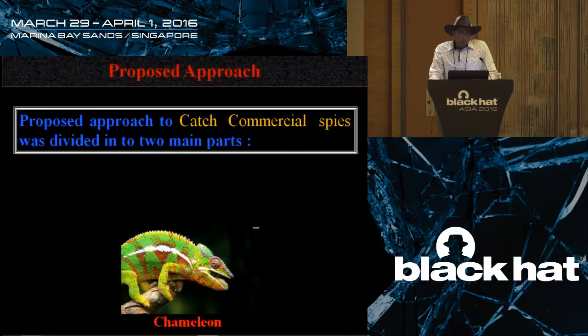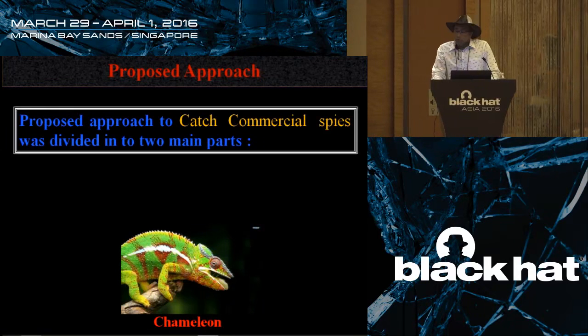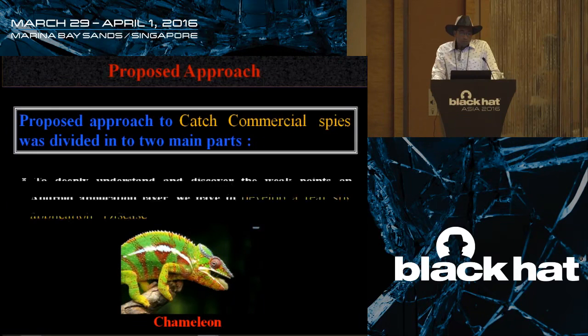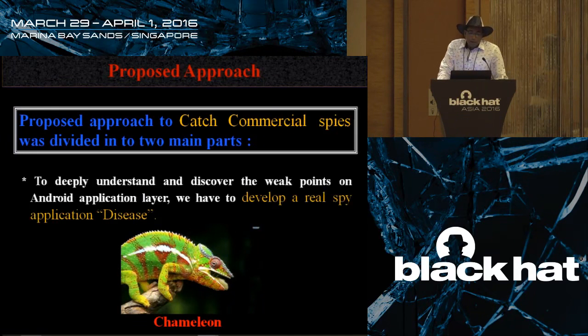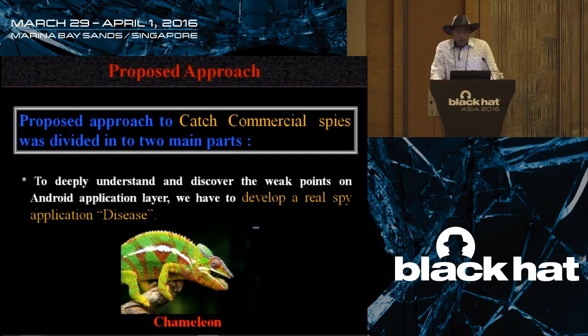Our proposed approach to catch commercial spyware was divided into 2 main parts. In part 1, I will answer practically, with a demo, how your sensitive information, like your incoming calls, outgoing calls, and received SMS, can be intercepted and transmitted out to the commercial spy servers, by developing a real spyware application, which I call the Chameleon application. The name Chameleon comes from the invisibility of the application icon on the launcher screen, like most real commercial spyware, which hide themselves, as I mentioned before.